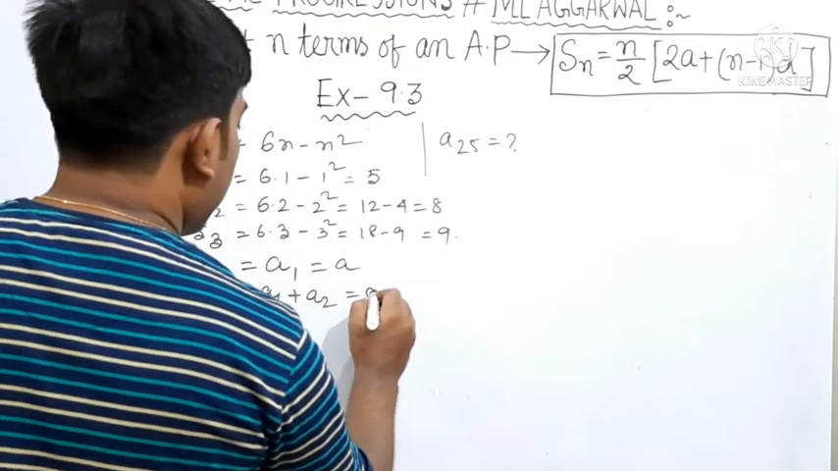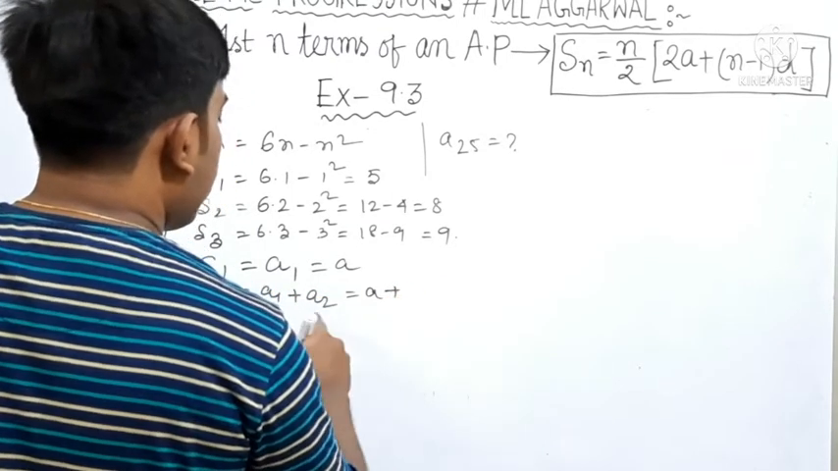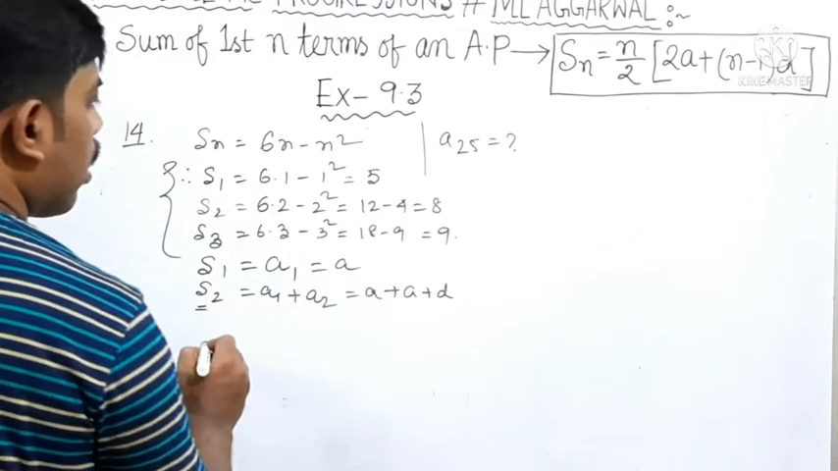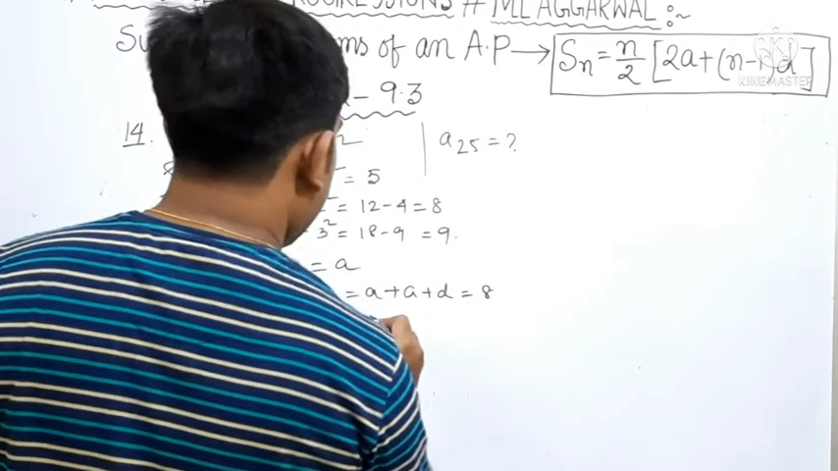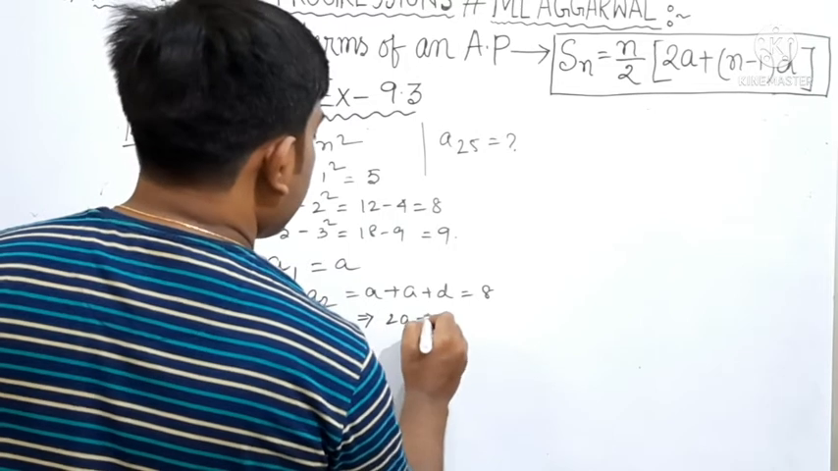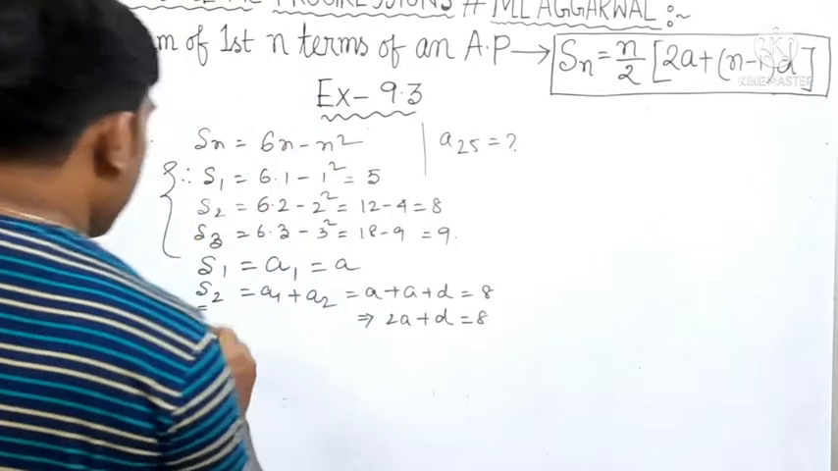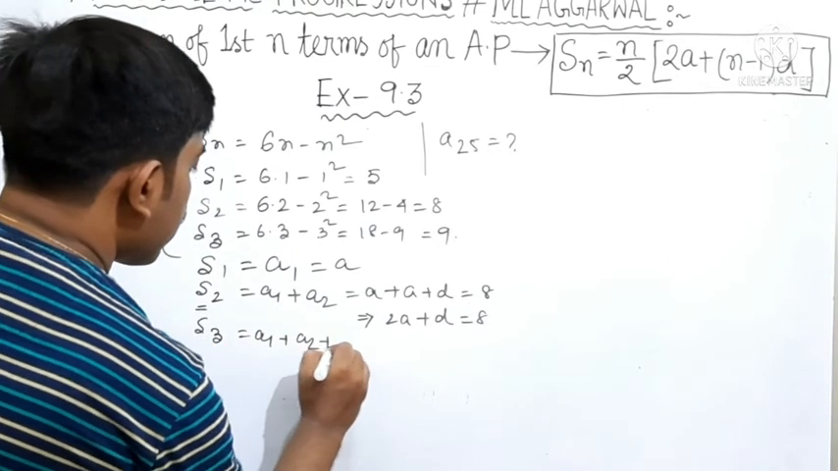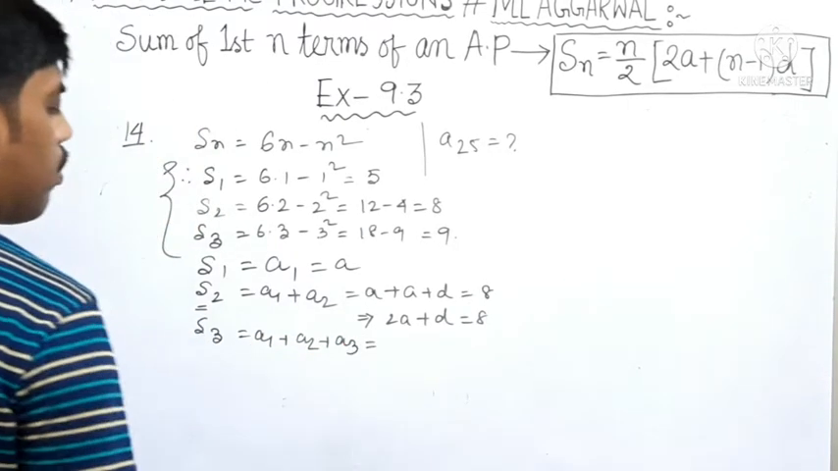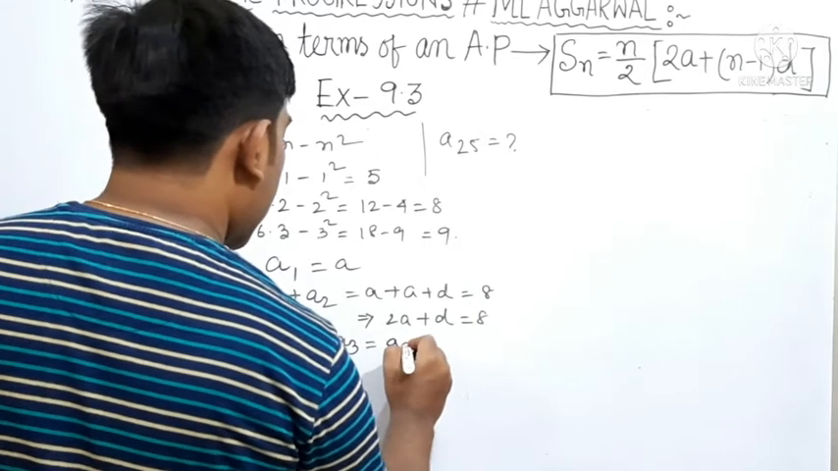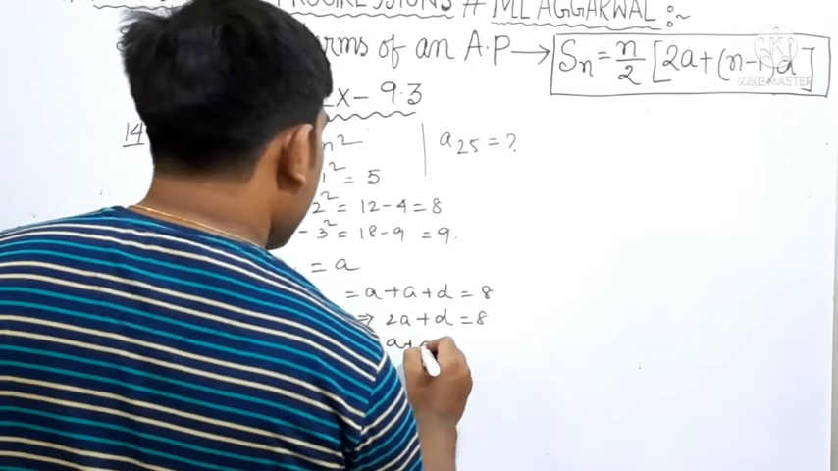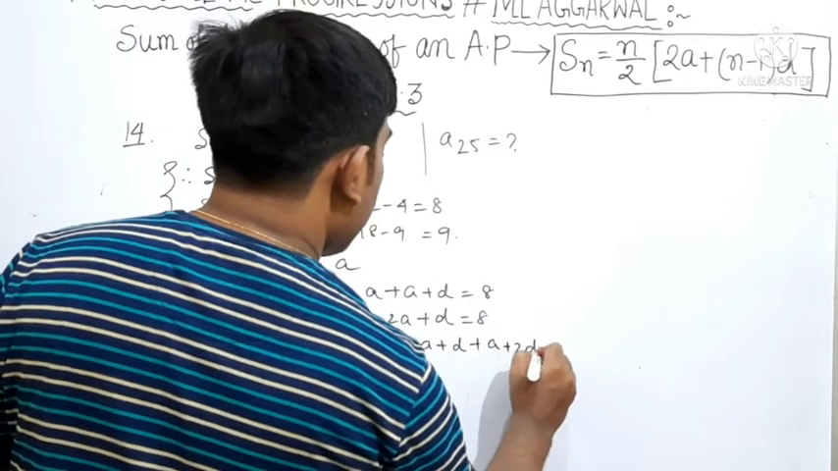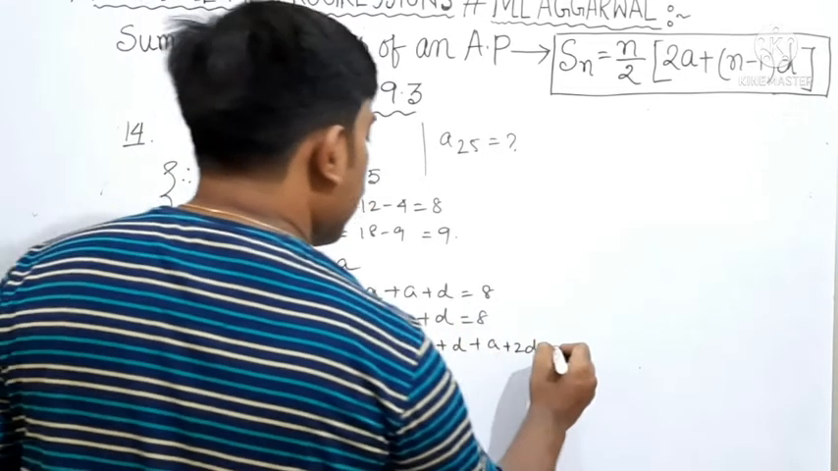Here a1 is equal to a, and a2 means a plus d. Okay, and S2 is given as 8. Therefore 2a plus d is equal to 8. And from S3 we can get a1 plus a2 plus a3. It means a1 is a, a2 is a plus d, a3 is a plus 2d, and the sum is 9.